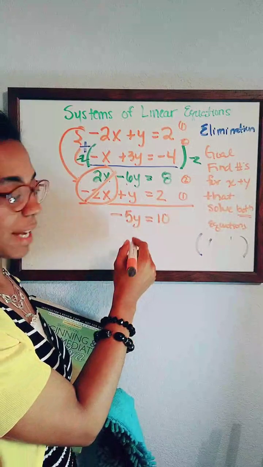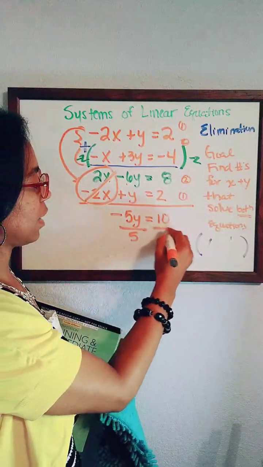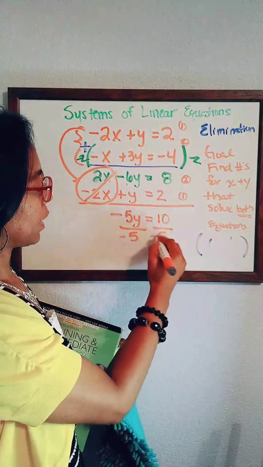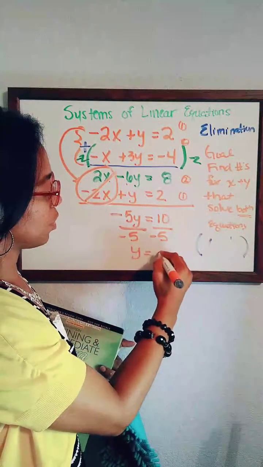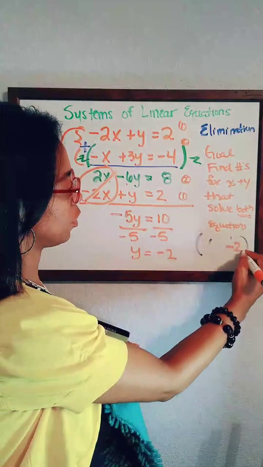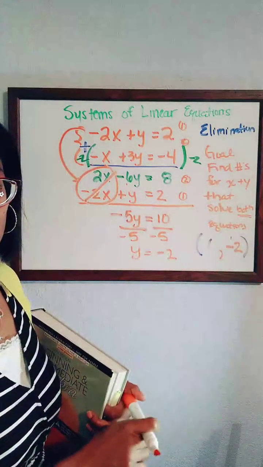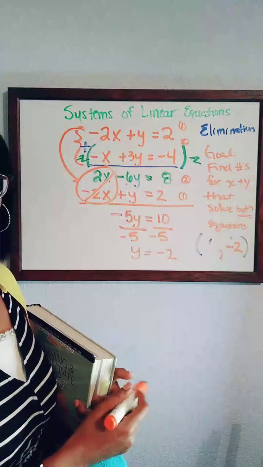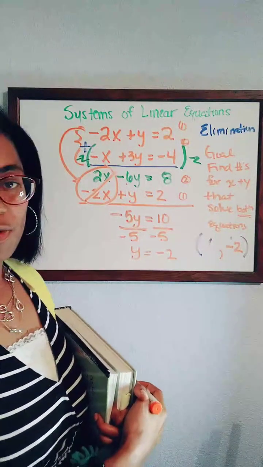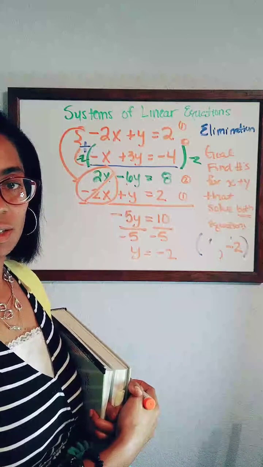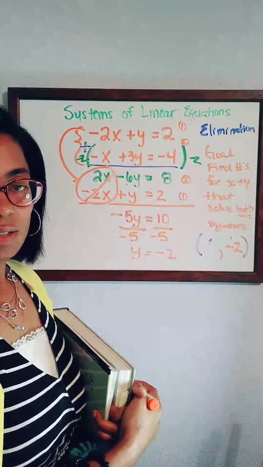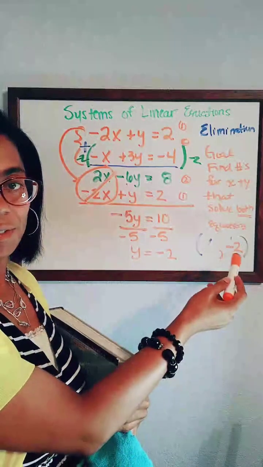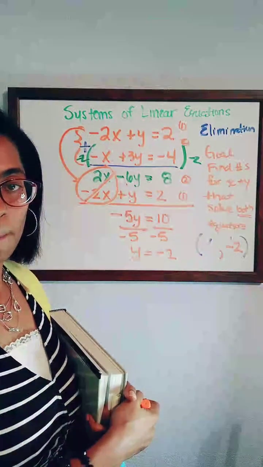Now I'm going to divide by -5. Y is equal to -2. I did all of that to get -2. Perfect. Very good. Awesome. Now that I have -2, what do I need to do?